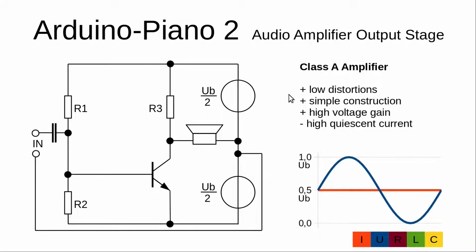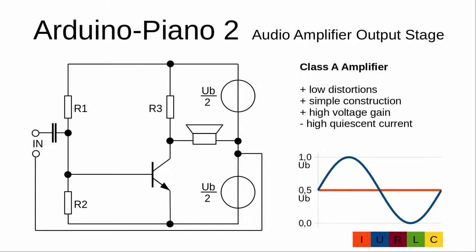The advantages of a class A amplifier are low distortions, simple construction and high voltage gain. The disadvantage of the class A amplifier is the high quiescent current. If we have no input signal, through the resistor R3 and the transistor half of the maximum current is flowing. This means that at high power output stages a lot of heat is dissipated in R3 and in the transistor even with no input signal.